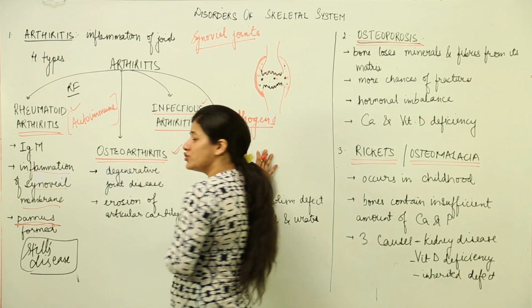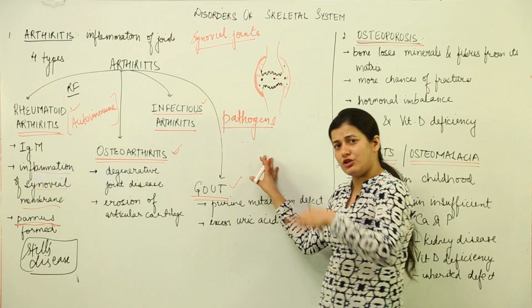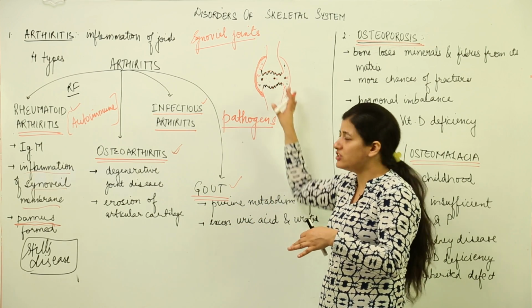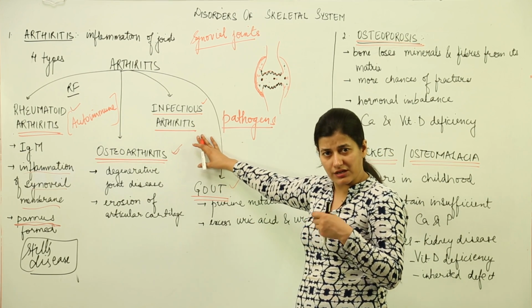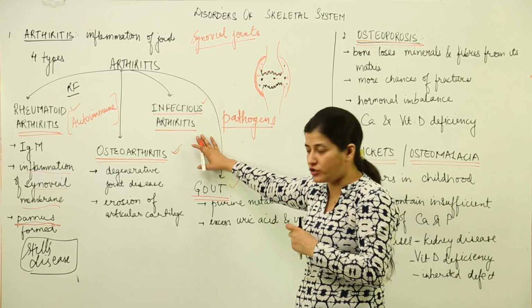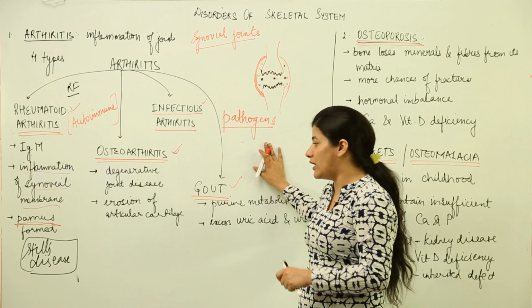It would reach the joints and accumulate there, and that accumulation would lead to the degeneration of the articular membrane and pains in the joint. So the infectious arthritis, pardon me, is pathogenic. Now the last one is gout.